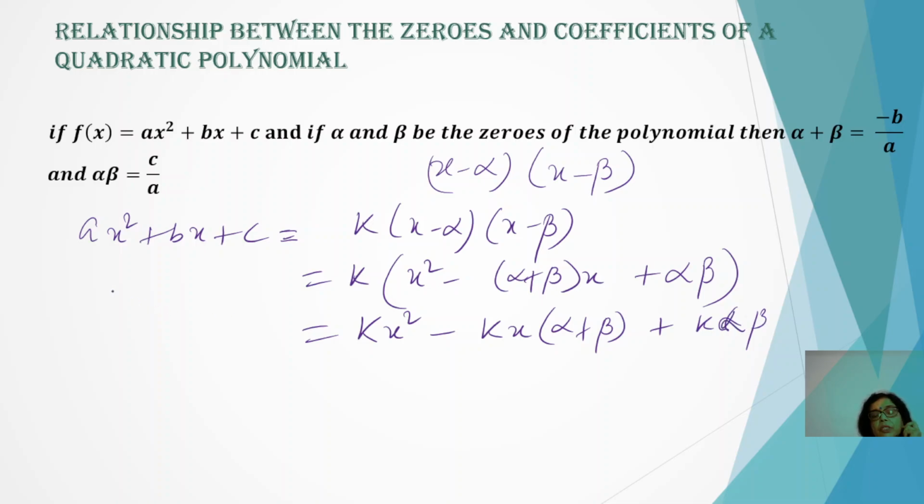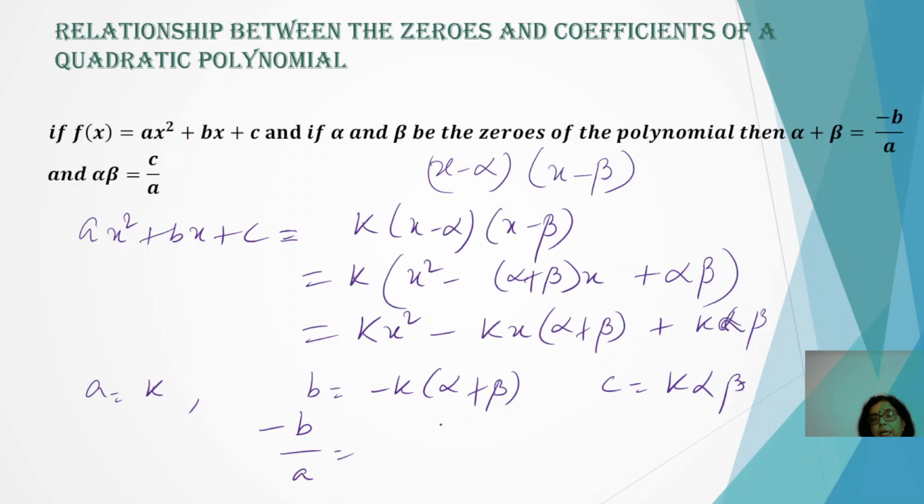Now, because these two expressions are the same, we can equate the coefficients. So a is equal to k, b is equal to minus k into alpha plus beta, and c is equal to k into alpha beta. Now, if I put the value of a equal to k over here, I'll get minus b upon a is equal to alpha plus beta. And if I put the value of a over here, I'll get c upon a is equal to alpha beta.